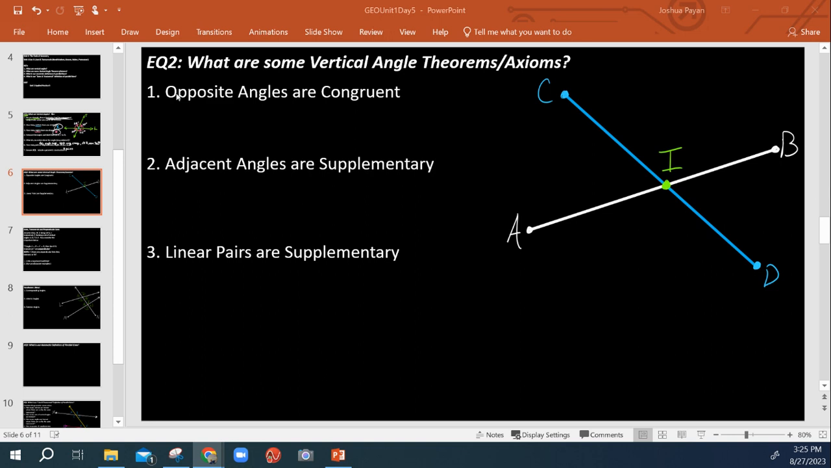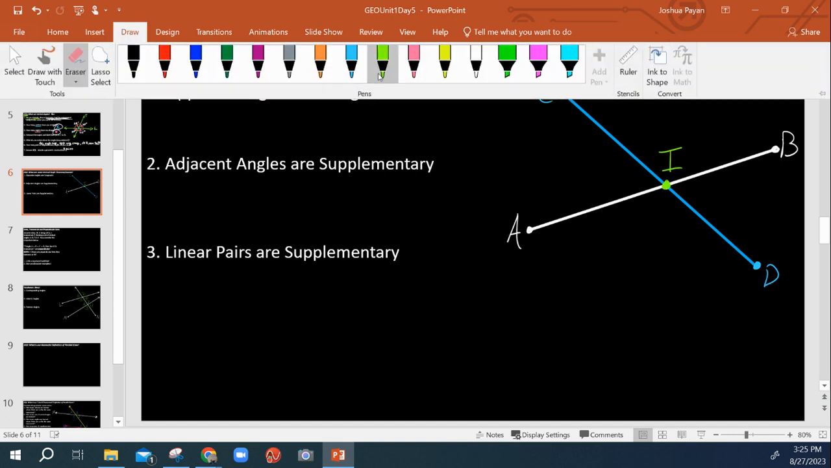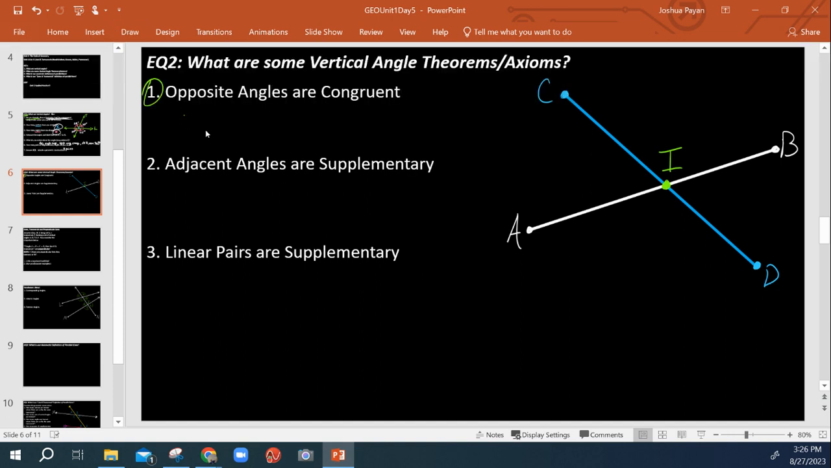Okay, so in this video, this is our second video of day 5, unit 1 in geometry. We're just going to finalize some things about vertical angles. So these three theorems or axioms, right, we saw in the first video already. We already know that opposite angles are going to be congruent.